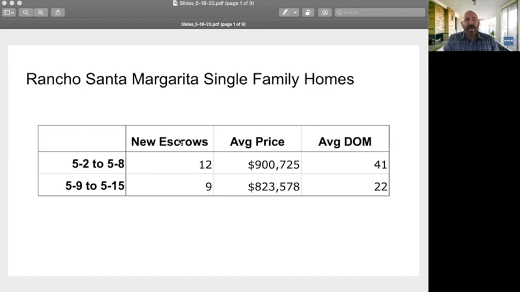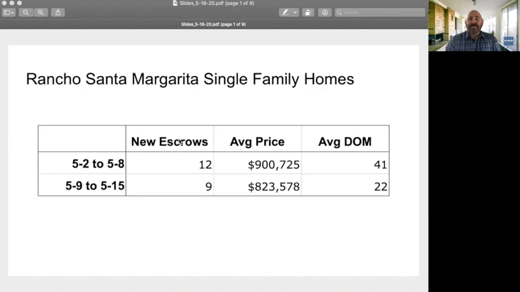And look what happened to our average price. It went from 900,000 and change to $823,000. So that is roughly a $77,000 drop in average price, or honestly, just shy of 10%. I mean, this is huge. These numbers are big. Sales down 25%, average price down nearly 10%. Oh my God, the sky is falling.